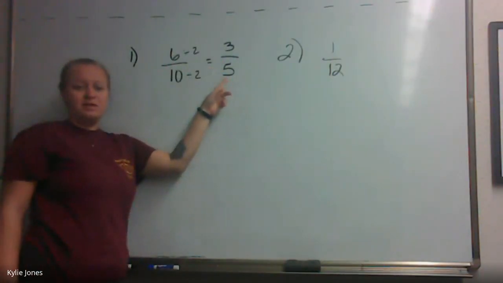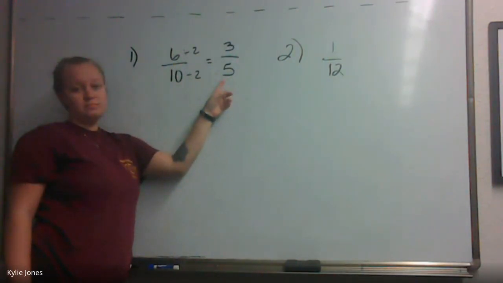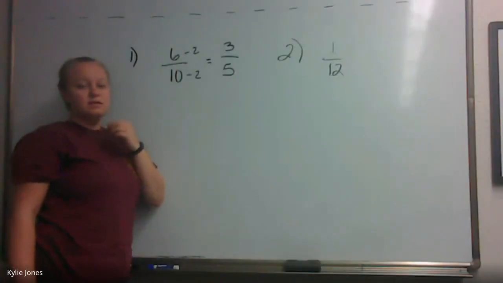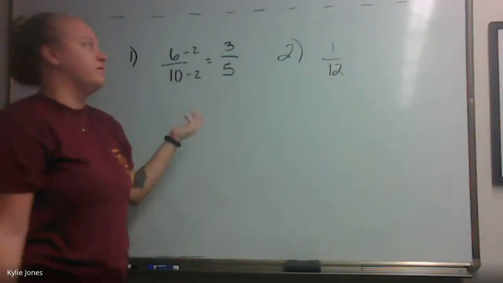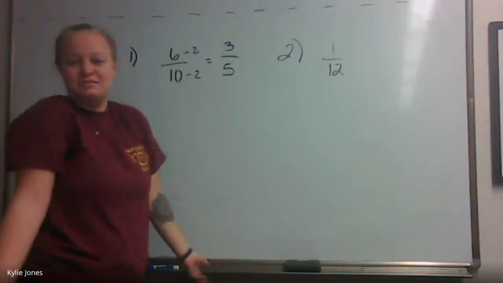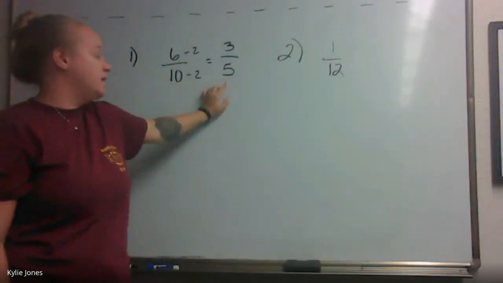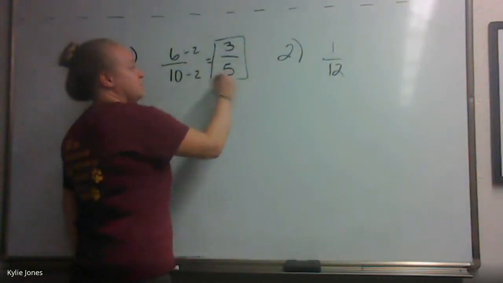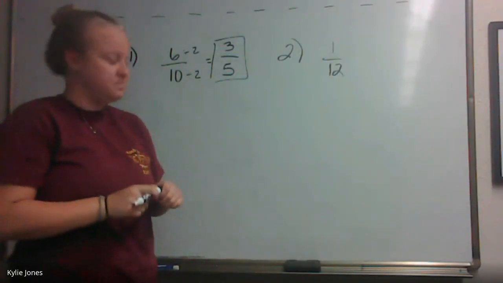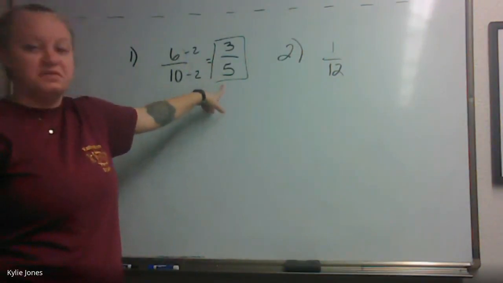Is there any number that can go into both 3 and 5 evenly? No. I mean, if you think about it, 1 can, right? But if we were to divide this by 1, you would still end up with 3/5, and you could keep going on forever. So the simplest form we have for 6/10 is 3/5. So you just find a number that divides into both the top and the bottom, and do your division.